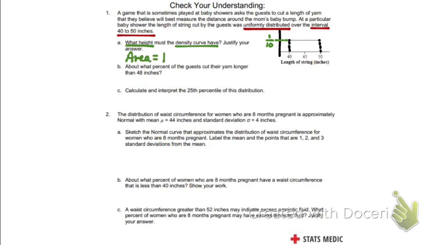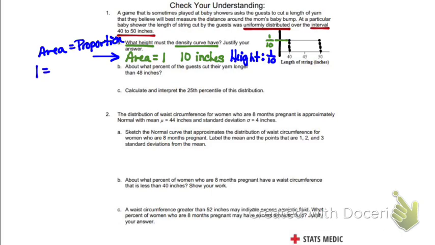Area is equal to 1, and we have 10 inches, and so the height would have to be 1/10. Remember, on a density curve, it's always going to add to 1. The area is always going to sum up to 1, because that's the same as 100% of all of the observations. Area is equal to my proportion. So that 1 is really saying 100%. Anytime in statistics we see the whole number 1, it is the same thing as 100%.